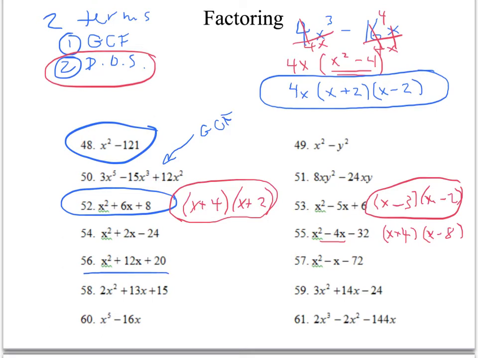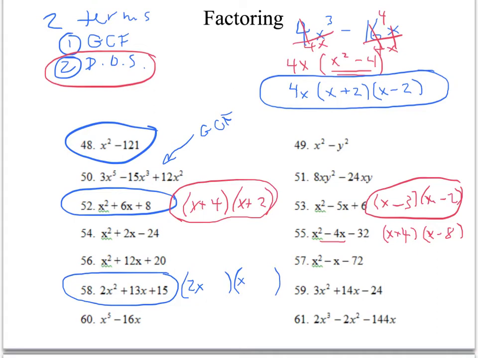last one I'll cover is a problem like number 58. 58 is a tough problem. And the reason it's a tough problem is because of the 2x squared at the beginning. The only way we can get 2x squared is by multiplying 2x times x. And it's more difficult because what factors of 15 add up to 13 isn't exactly accurate. The factors of 15 are 5 and 3 or 1 and 15.